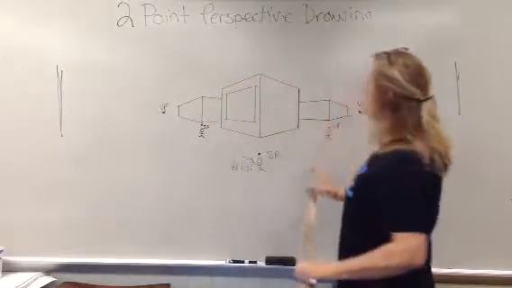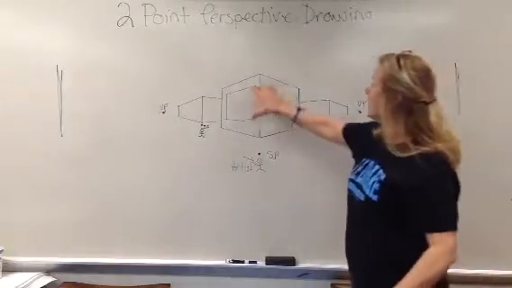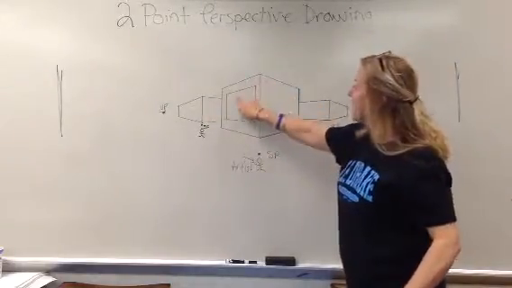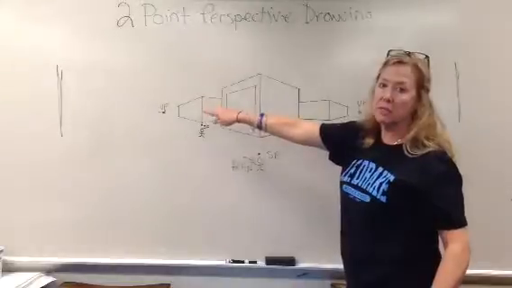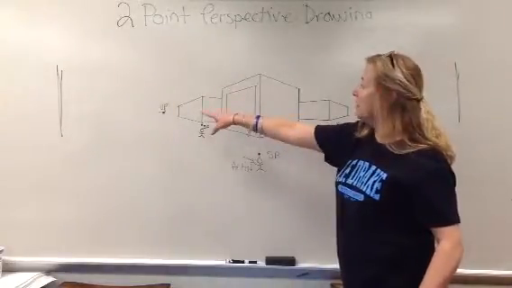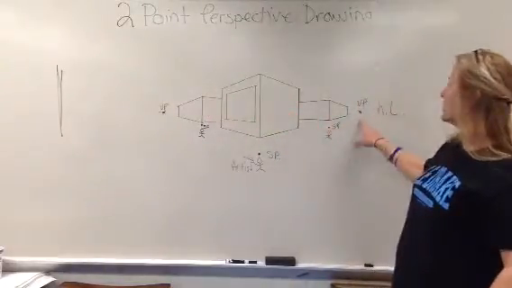There. Nice big window. Just remember, any of these horizontal lines, you definitely are going to use a vanishing point. If it's on the left, left vanishing point. On the right, use the right vanishing point.